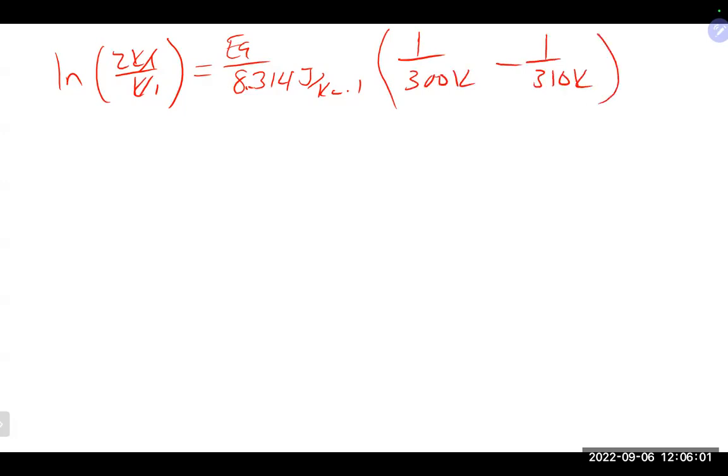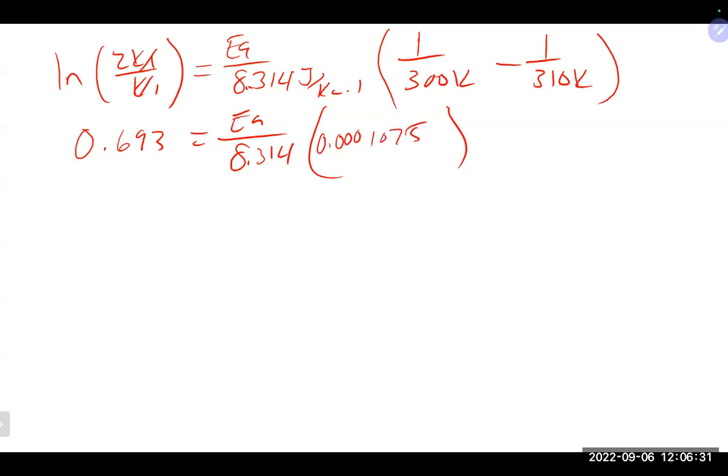Once again, we're going to do the same math here. We're going to take our natural log of 2 on the left, which will give us 0.693, equals our E of A over 8.314. Once again, I'm going to clean up what's in the middle there on the right. 1 divided by 300 minus 1 divided by 310 is going to give us 0.0001075.